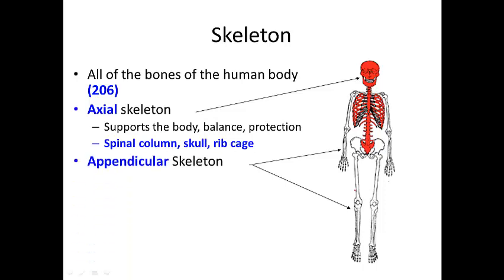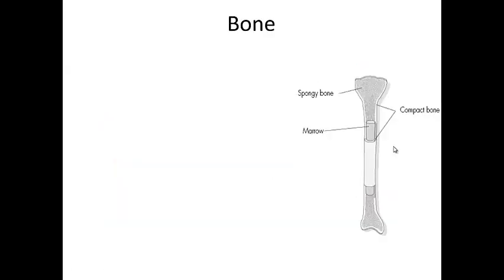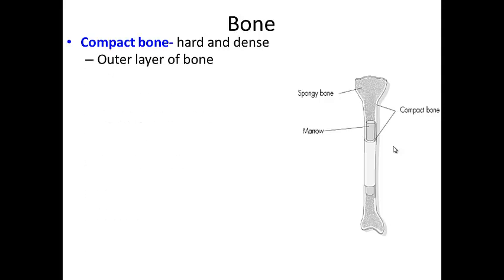The second part of the skeleton is called the appendicular skeleton. Think of appendages, what's on the side. The side is your arms and legs. This is what allows for gross movement, which means walking and lifting and things like that. The structure of bones are very important. The outside layer is made of compact bone.